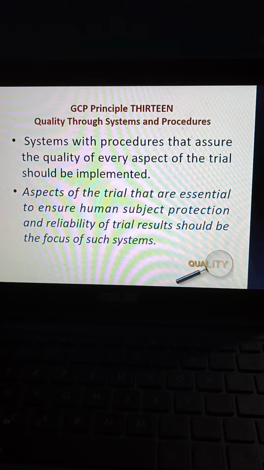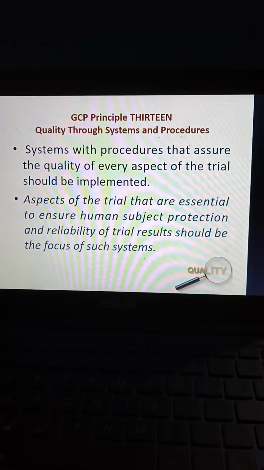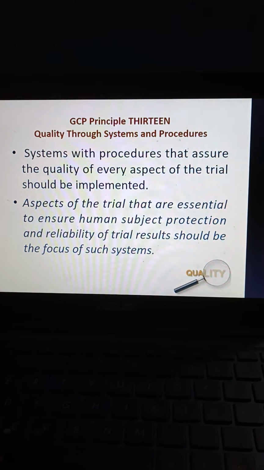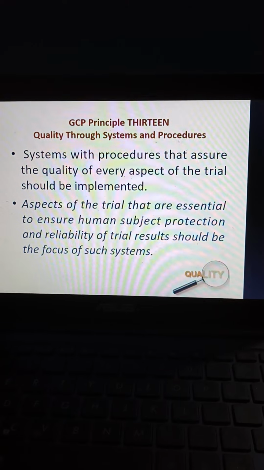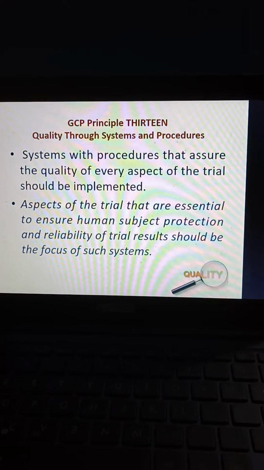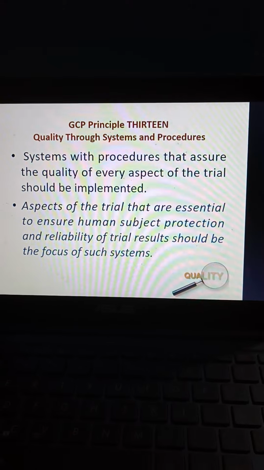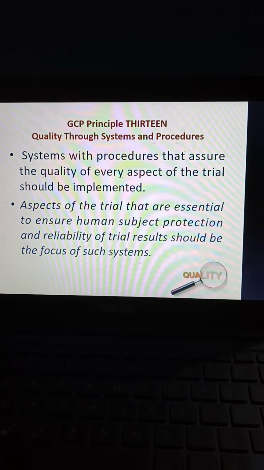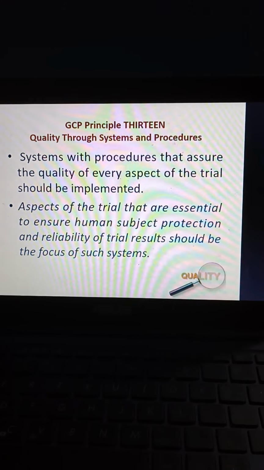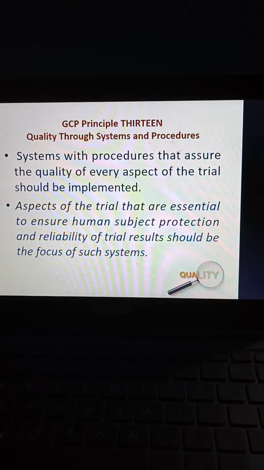Then GCP Principle 13: Quality through systems and procedures. Systems with procedures that assure the quality of every aspect of the trial should be implemented. Aspects of the trial that are essential to ensure human subject protection and reliability of trial results should be the focus of such systems.